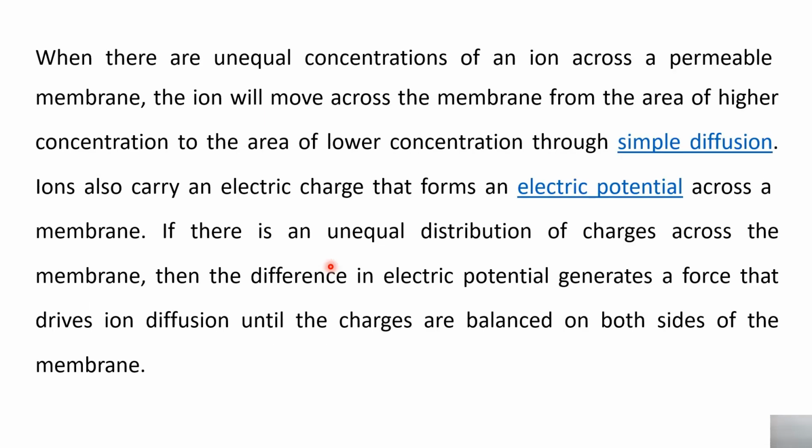When there are unequal concentrations of an ion across the permeable membrane, the ion will move across the membrane from the area of higher concentration to the area of lower concentration through simple diffusion. Ions also carry an electric charge that forms electric potential across the membrane. So if there is an unequal distribution of charges across the membrane, then the difference in electric potential generates a force that drives ion diffusion until the charges are balanced on both sides of the membrane.